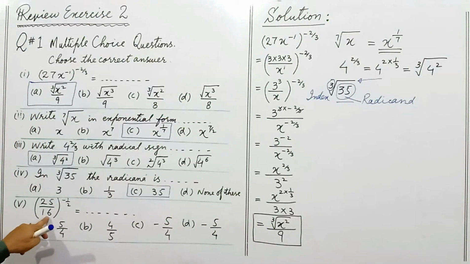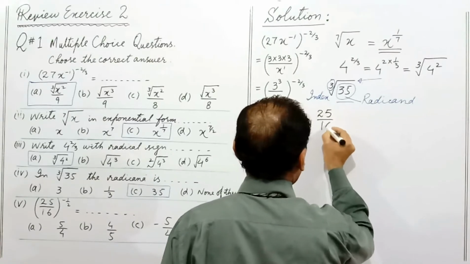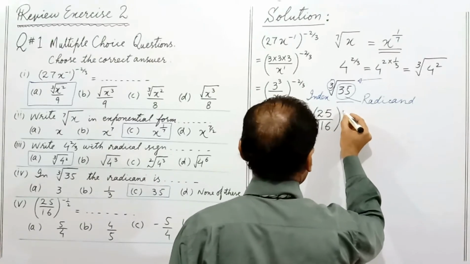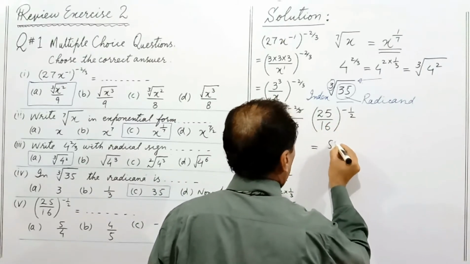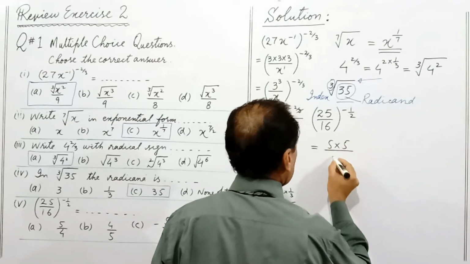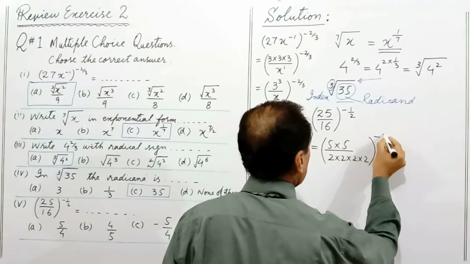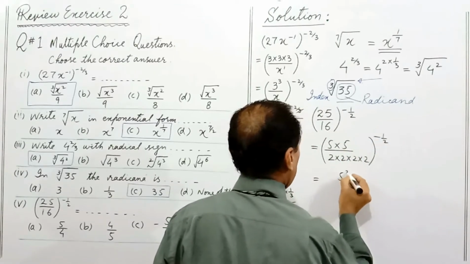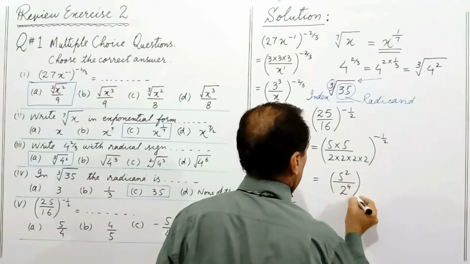Now we move to part 5, in which we are given (25 over 16) raised to power minus 1 over 2, and we have to find the equal value given in these 4 options. So (25/16)^(-1/2). 25, its factors are 5 into 5, and factors of 16 are 2 twos are 4, 2 fours are 8, 2 eights are 16, whole power minus 1 by 2. 5 raised to power 2 according to the law of sum of powers, and in the denominator 2 raised to power 4 by the same law.